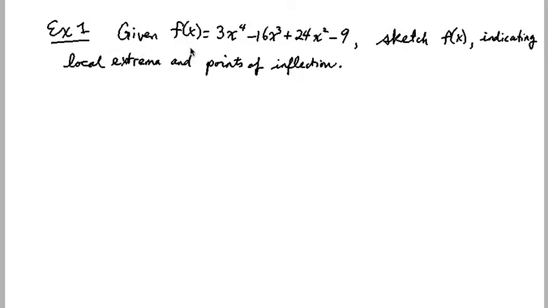Okay, given f of x equals this polynomial, sketch f of x, and then indicate on the graph local extrema, extrema being maximum or minimum points, and points of inflection. So how do we find the local extrema? Well, local extrema are the local maximum or minimum. How do I find those? Remember that I have to use the derivative.